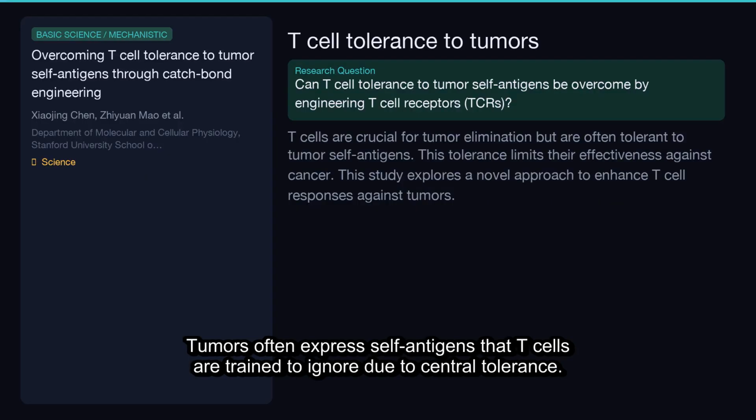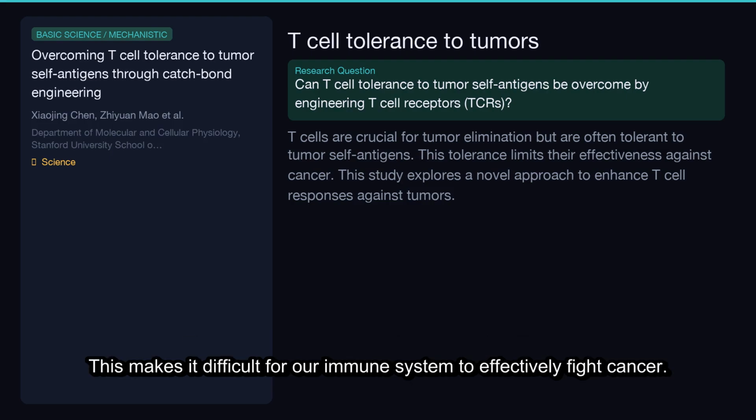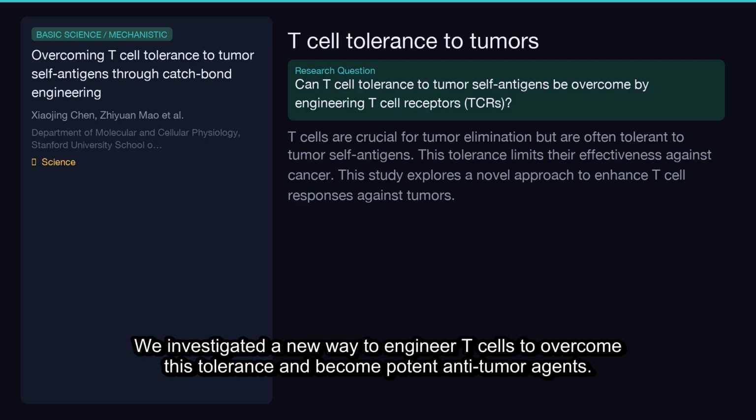Tumors often express self-antigens that T-cells are trained to ignore due to central tolerance. This makes it difficult for our immune system to effectively fight cancer. We investigated a new way to engineer T-cells to overcome this tolerance and become potent anti-tumor agents.